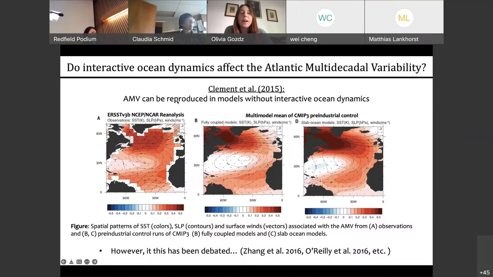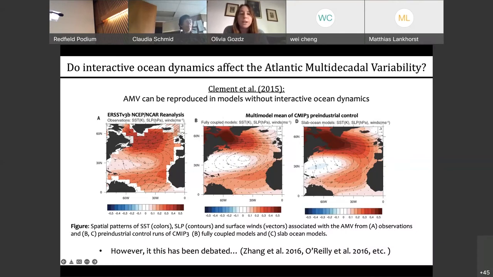So I'm going to start by highlighting a study that asked if interactive ocean dynamics affect a mode of SST variability, specifically called the Atlantic Multidecadal Variability, or AMV. The AMV has been historically thought to be due to variations in the ocean, but a study by Clement et al. in 2015 showed that the AMV can be reproduced in models without interactive ocean dynamics.